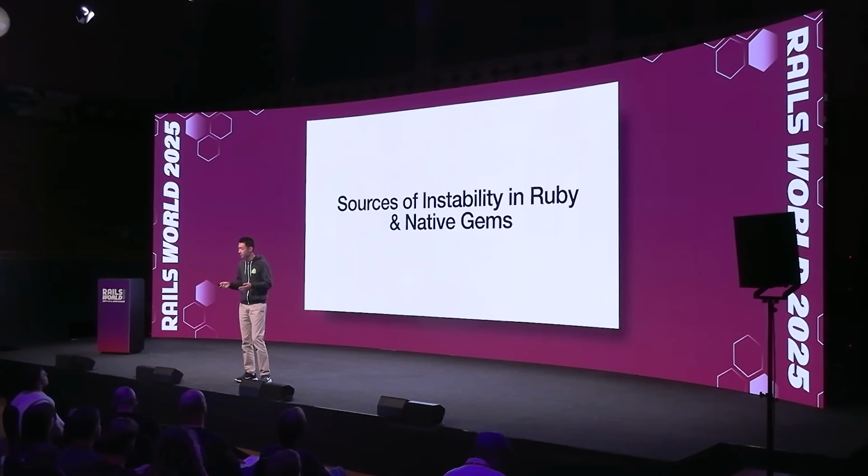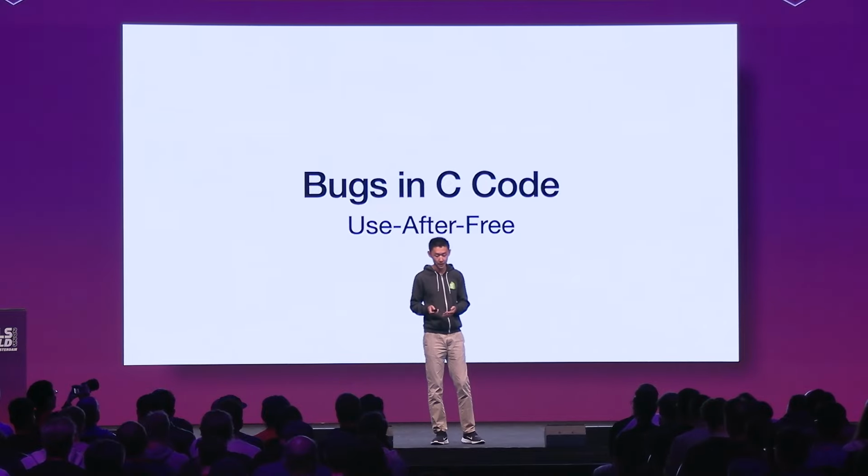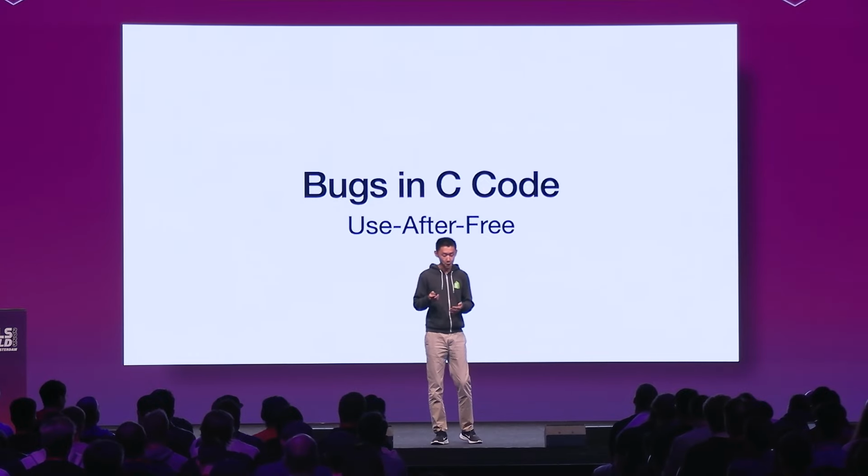And so now let's take a look at some of the common categories of bugs that Ruby and native gems run into. Ruby is written in C. And so are a lot of native gems. This means that they can run into bugs found in C code. So in C, you have to manually allocate and free memory. This is unlike Ruby, where we have a garbage collector which determines when an object is alive or dead.